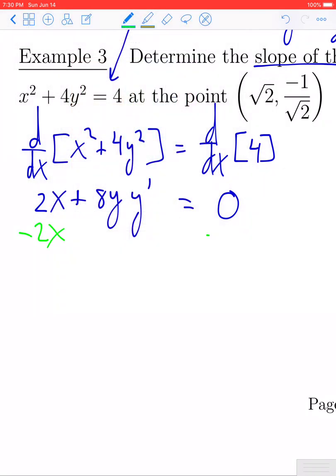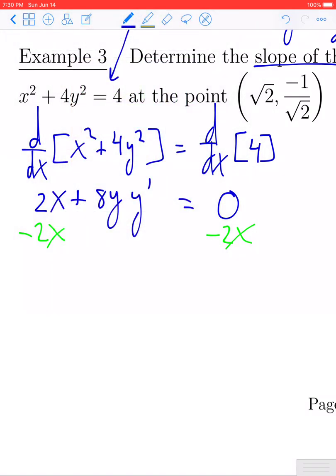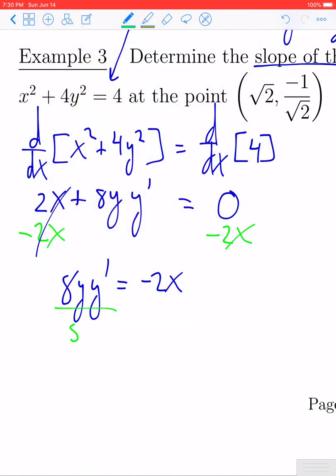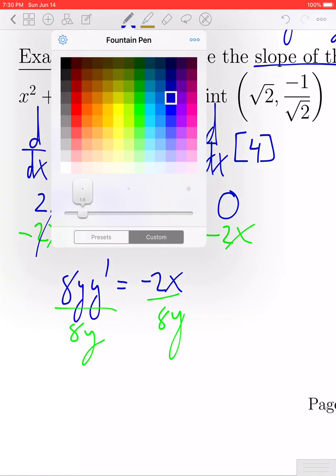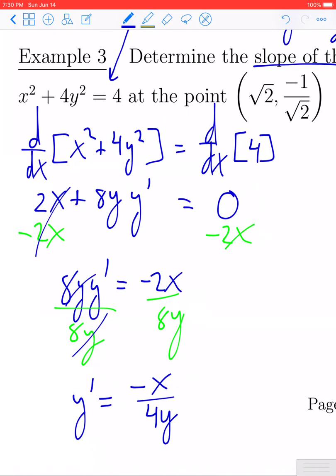So I could subtract 2x from both sides. That produces 8y prime equals negative 2x. And then the last step is just divide both sides by 8y, and we find that y prime, i.e. dy/dx, is equal to negative x over 4y, and that's after we simplify our coefficients. So we found our derivative.